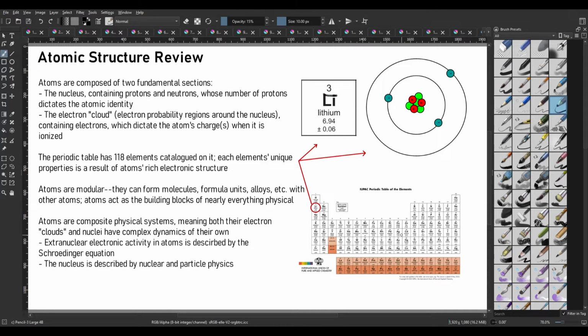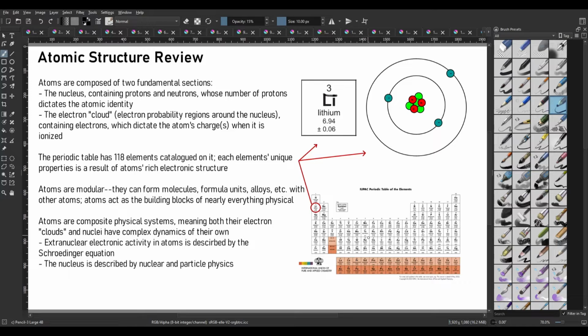And then we have the electron cloud, which is the region around the atom where the electrons can be at any given moment. It's really a probability. It's probabilistic entirely. It's governed by the Schrödinger equation, and those electrons are going to be lost or gained depending on where the atom is on the periodic table to form ions. And the periodic table as of 2022 right now has 118 elements cataloged in it. Each element has its own unique properties, and that's going to be a result of the atom's rich electronic structure. The electrostatic things going on in the atom are really going to be what's controlling those properties.